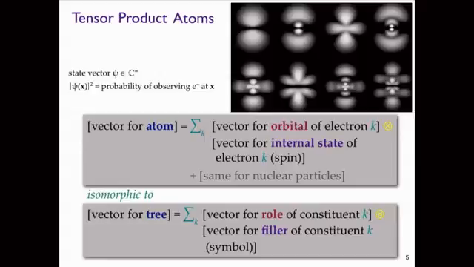So this is our formula for tensor product representations for, let's say, a tree. The vector that encodes the whole tree is the sum of vectors, each one of which encodes one of the constituents of the tree. And each of those is the tensor product of a vector for the role within the whole structure that the constituent plays, or the position in the whole structure that it occupies, times the content, the filler material, the content of this constituent. So that formula is actually ripped off from physics, I have to admit.